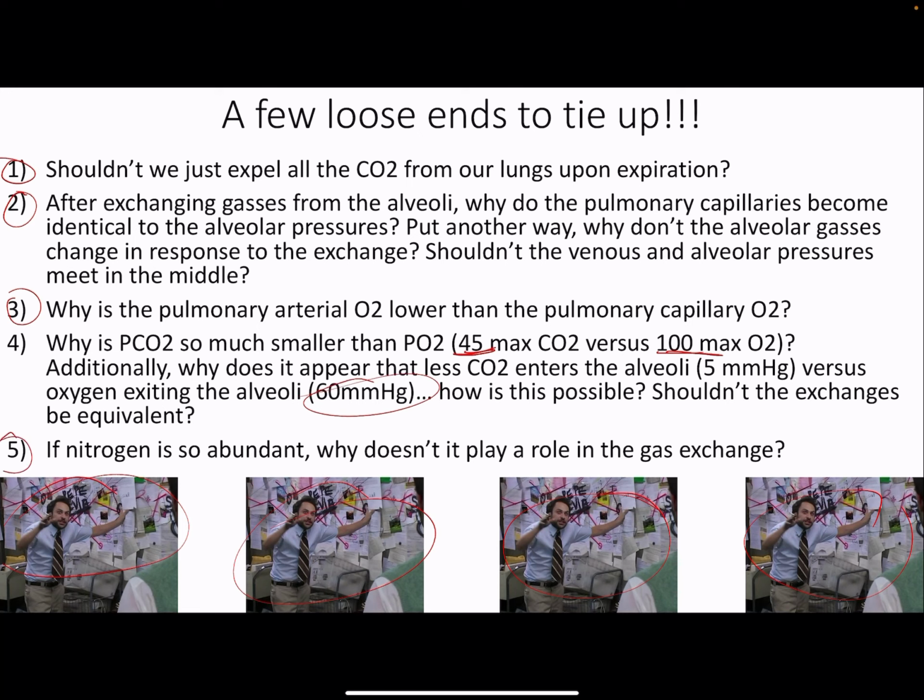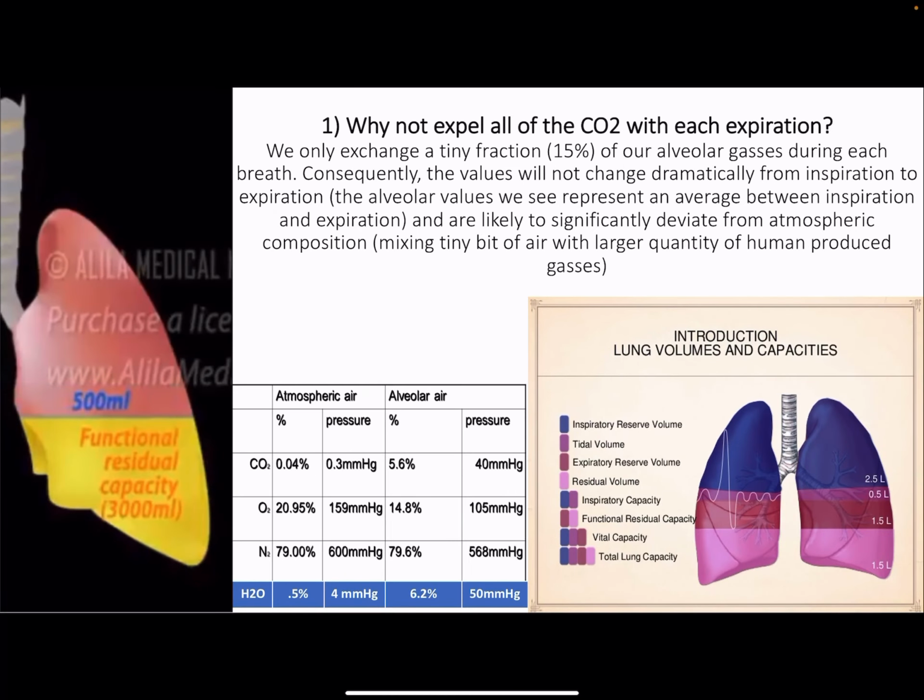And then lastly, if nitrogen is so abundant, right, it's like 78% of air, why don't we see it as part of this whole system? So let's go through these one by one. Hopefully it'll shed a little bit of light on how all of this is working.